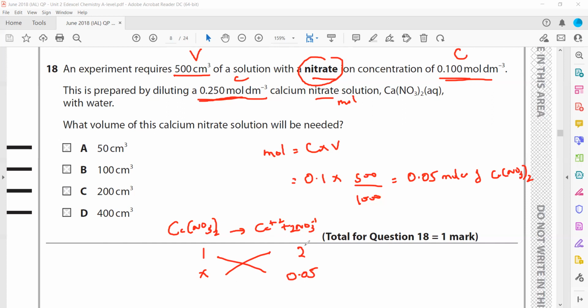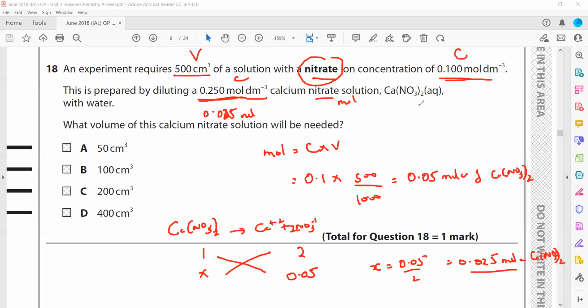So 1:2 is the ratio between calcium nitrate and nitrate ion. So 0.05, this will be X. So we'll cross multiply. 0.05 divided by 2, that is 0.025. So 0.025 moles of calcium nitrate are needed for this. Now we need the volume.